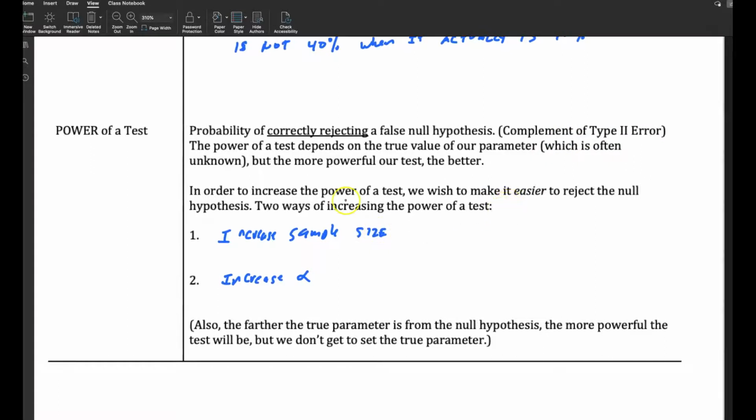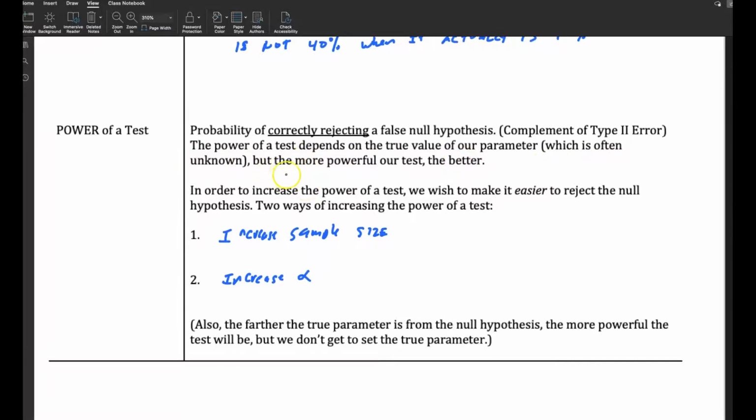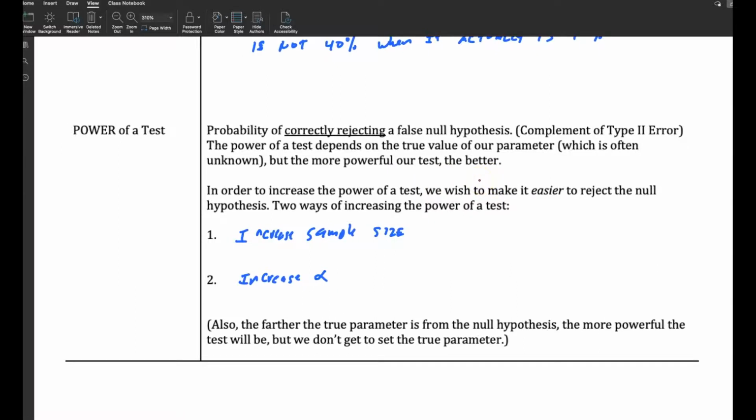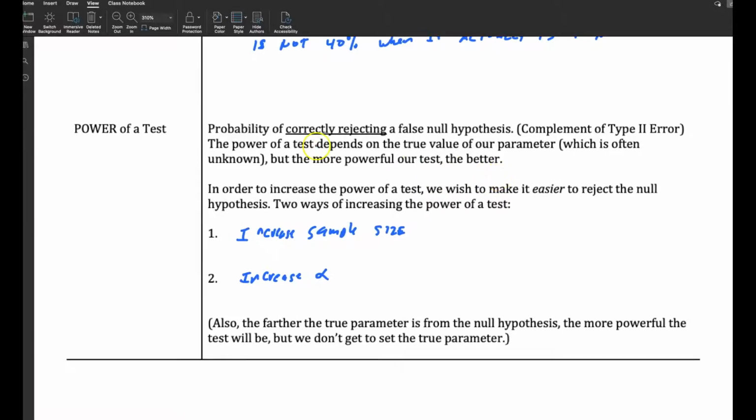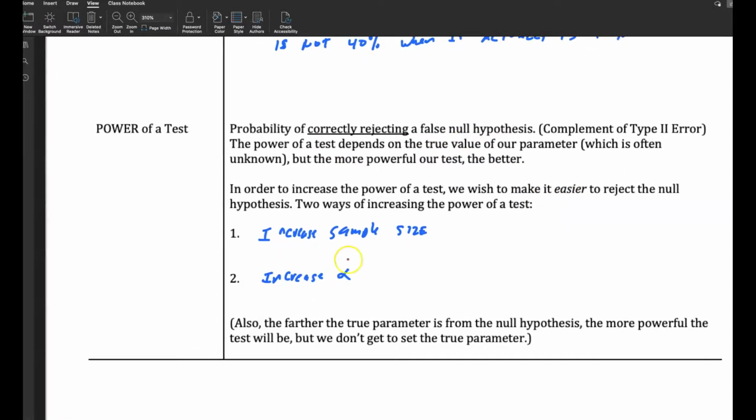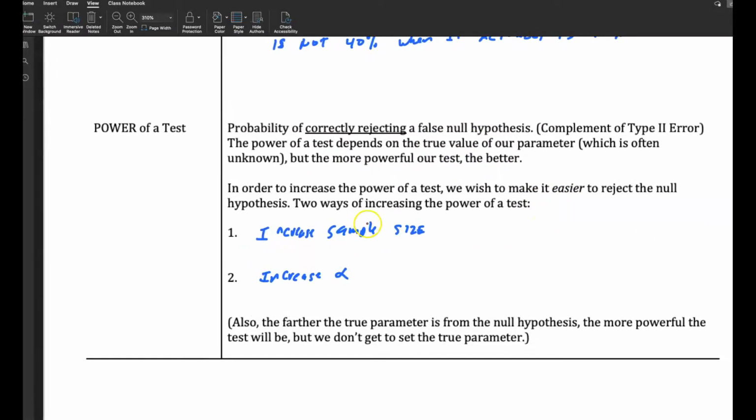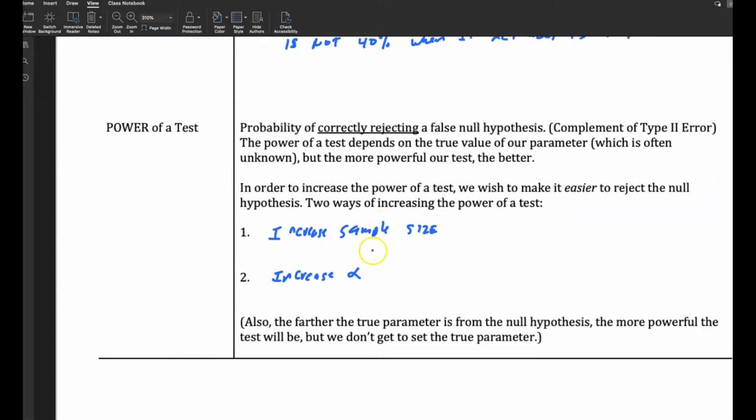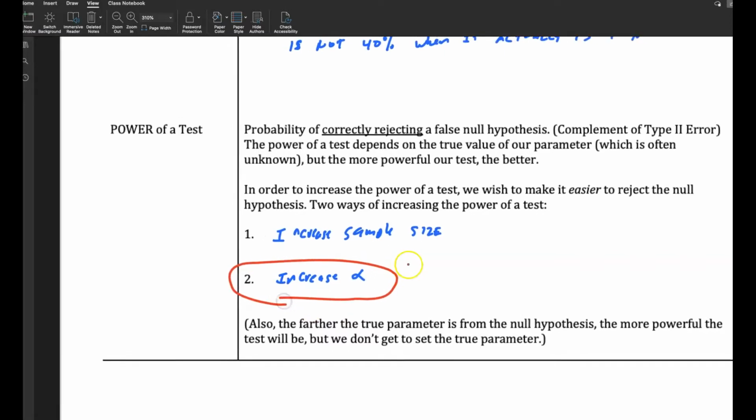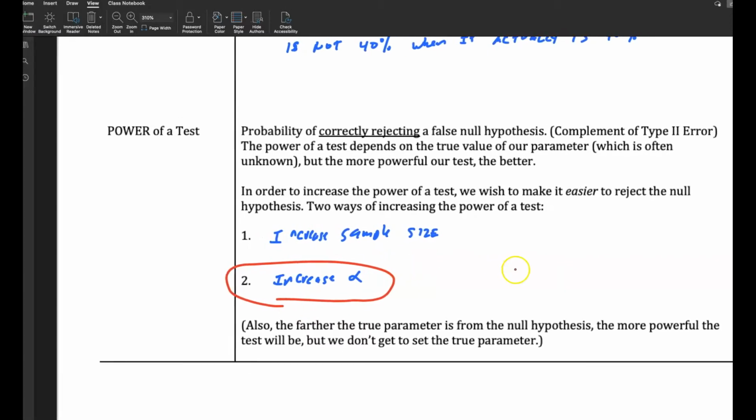And so when we think about this in the world, the power of a test depends on the true value of a parameter, which is what we don't know. But the more powerful the test, the better. If we're rejecting a null hypothesis when it's actually false, that's a good thing. And so there are two ways to increase the power of a test: increase the sample size and increase your alpha level. Actually, that increases the power of the test. That's it.